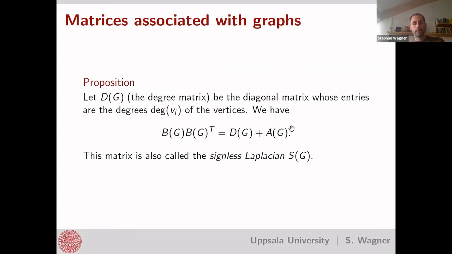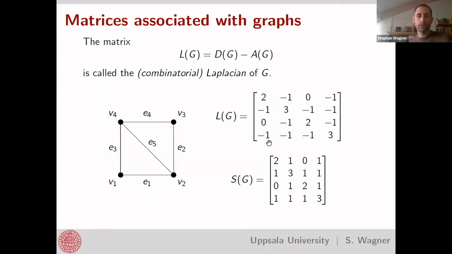And this matrix has a special name as well. It's called the signless Laplacian. It's obtained by taking the degree matrix and adding the adjacency matrix. Now, if we're talking about a signless matrix, there should also be one with signs, and that's this matrix here, where instead of a plus, you take a minus. And this matrix is then called the combinatorial Laplacian. There is also a probabilistic Laplacian that plays a role for certain applications, but I'm not going to mention that in this lecture at least.